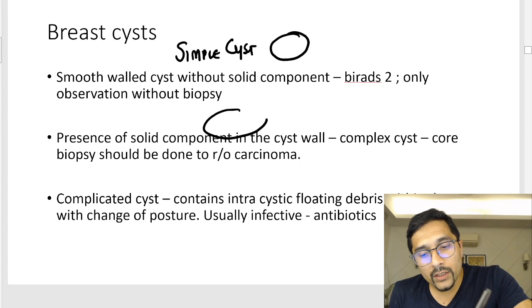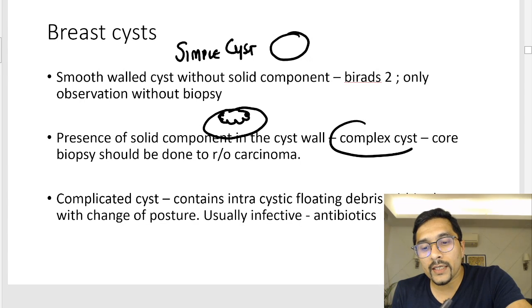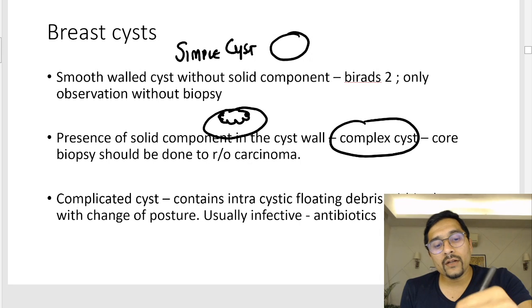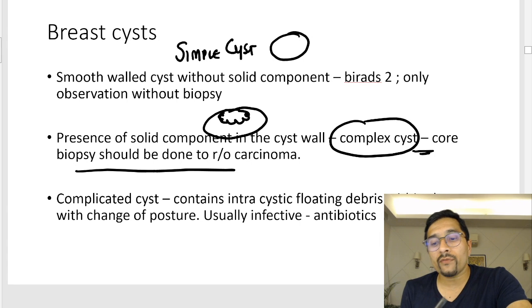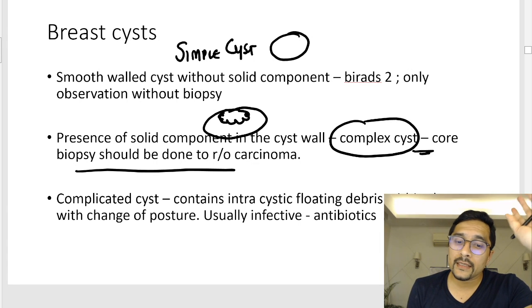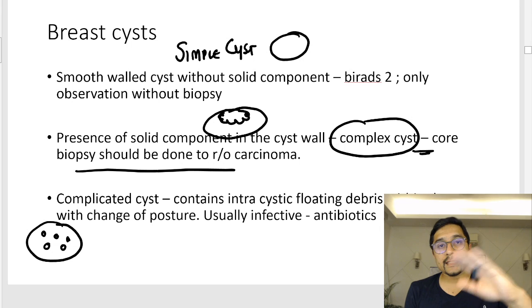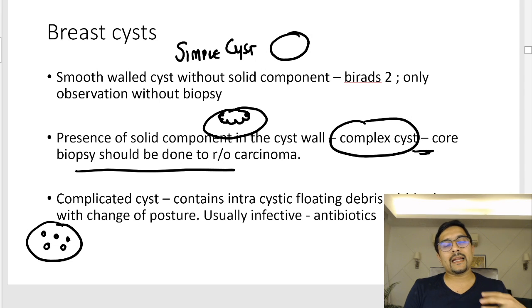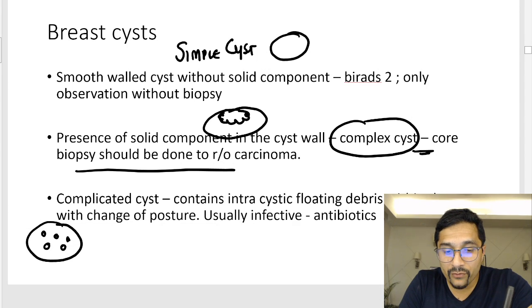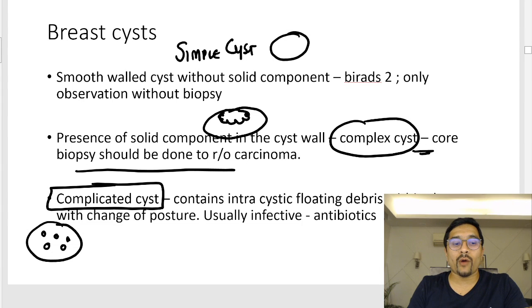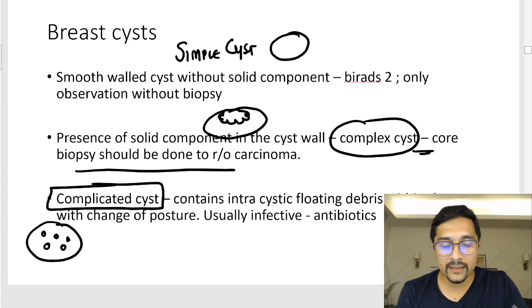Presence of a solid component. If there is a solid component in a cyst, we call it a complex cyst. And we need to do a core biopsy of the solid component to rule out cancer. A complicated cyst is a cyst which has floating debris. So it has debris which keeps on moving. And this is mainly an infected cyst, and this patient requires antibiotics. If they don't respond to antibiotics, we are going to aspirate this cyst.